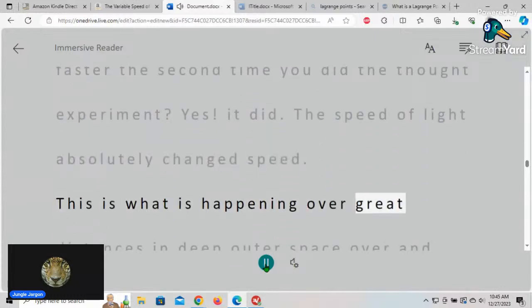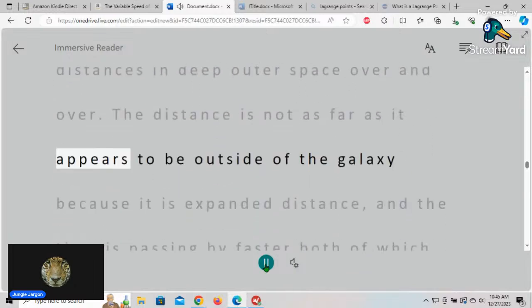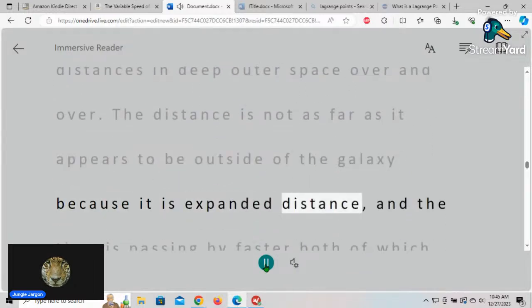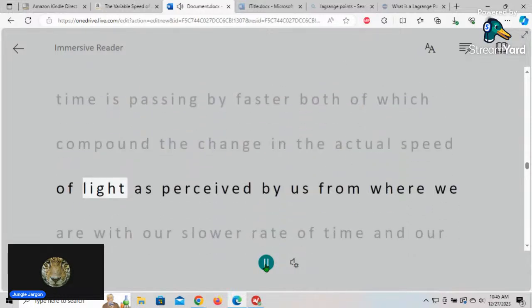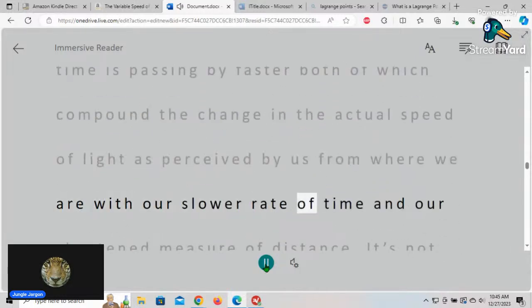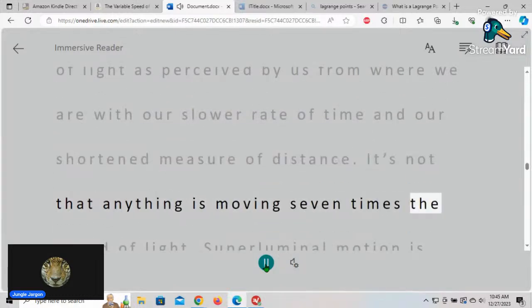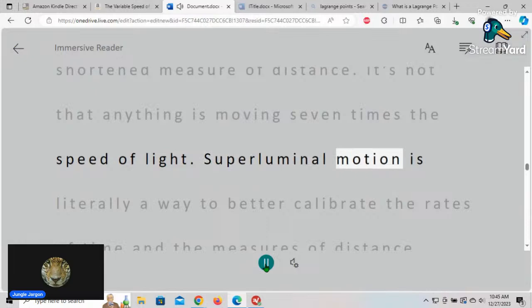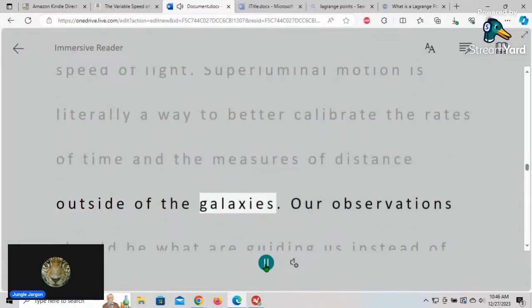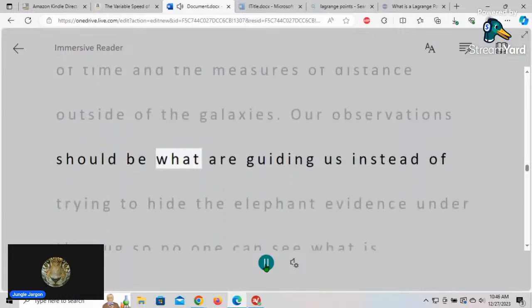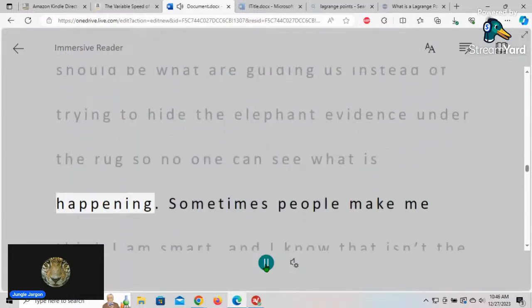This is what is happening over great distances in deep outer space over and over. The distance is not as far as it appears to be outside of the galaxy because it is expanded distance, and the time is passing by faster, both of which compound the change in the actual speed of light as perceived by us from where we are with our slower rate of time and our shortened measure of distance. It's not that anything is moving 7 times the speed of light. Superluminal motion is literally a way to better calibrate the rates of time and the measures of distance outside of the galaxies. Our observations should be what are guiding us, instead of trying to hide the elephant evidence under the rug so no one can see what is happening.